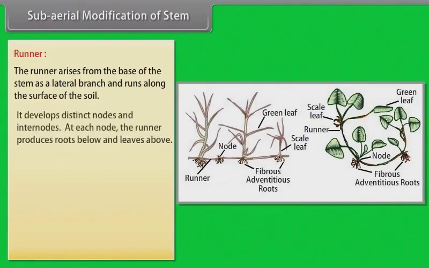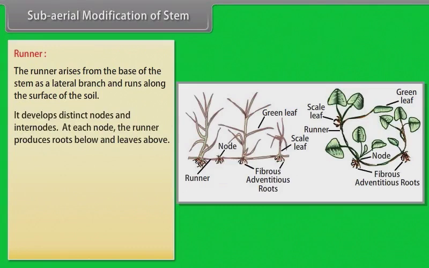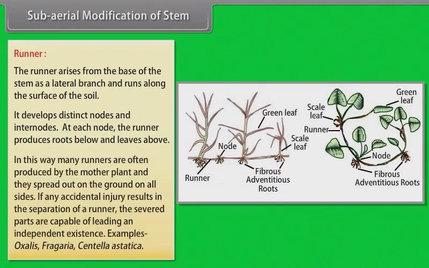the soil. It develops distinct nodes and internodes. At each node, the runner produces roots below and leaves above. In this way, many runners are often produced by the mother plant, and they spread out on the ground on all sides. If any accidental injury results in the separation of a runner, the severed parts are capable of leading an independent existence. Examples: oxalis, fragaria, centella asiatica.